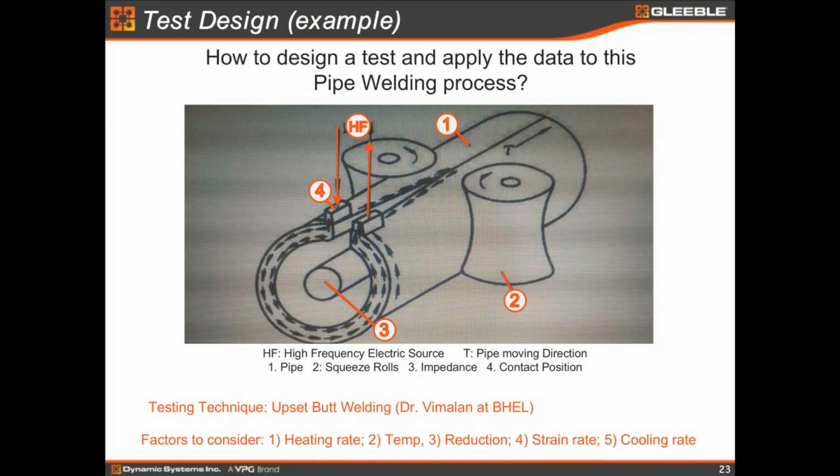Okay, so if we want to study this process, there are 5 factors we have to consider: heating rate, temperature at the time you squeeze, right? And the reduction, how much reduction we need to squeeze, how fast we need to squeeze, how fast we need to cool, because after all, the microstructure and the property are what we want to go after. So by doing all these factors together, you can give the processing operator a very good idea what is the right temperature, what is the heating rate, what is the reduction, right?